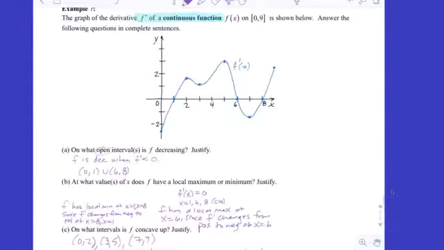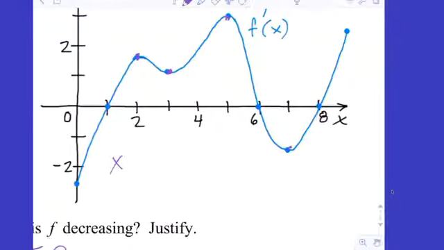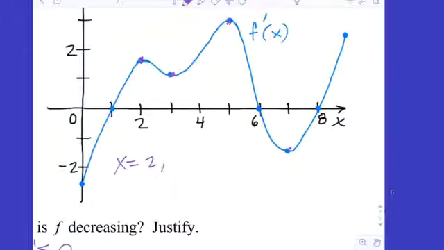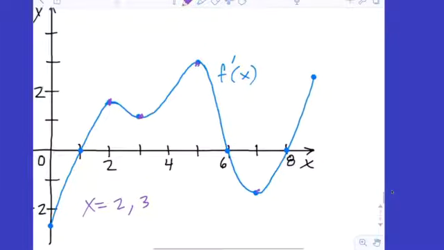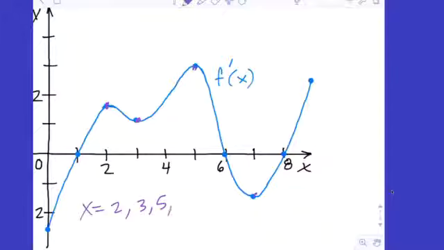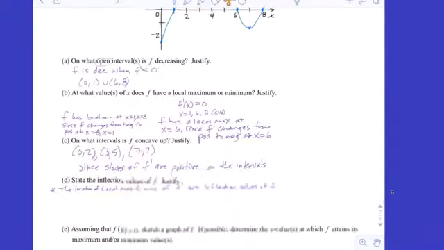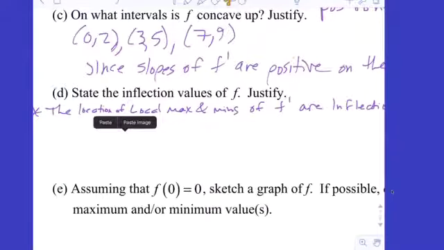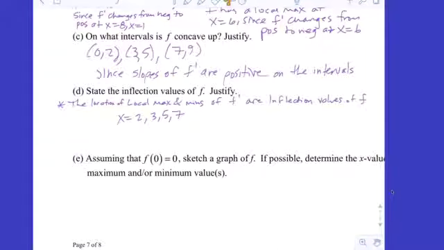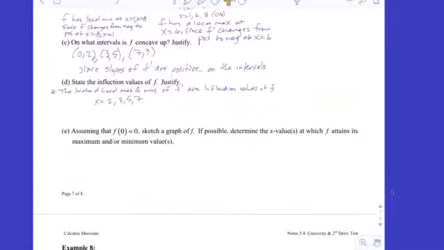So those are going to be at, let's just list them up here where we can see them, X equals 2, 3, 5, and 7, right? Those are the 4 places where we have local extrema. Those are your 4 inflection values. And the justification could be what you wrote above there. That's fine.